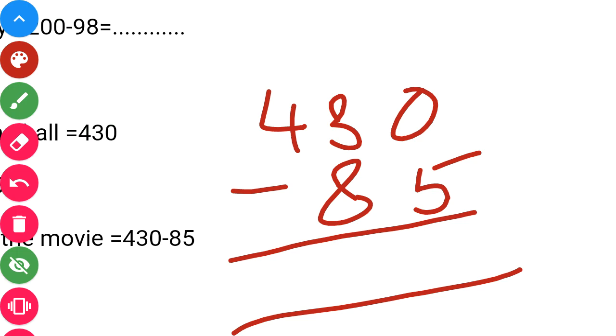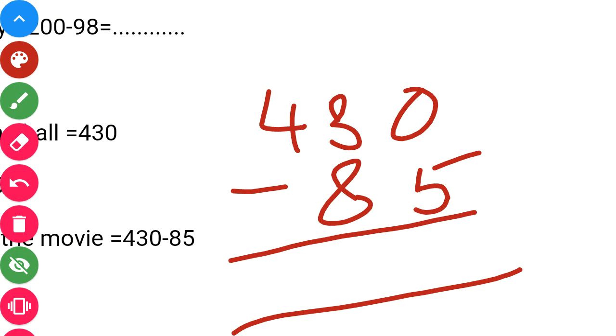First you will do the question, then I will explain the answer. Come on, do it. Perform the subtraction. Subtract 85 from 430. Start from ones place. Do it. Got your answer?